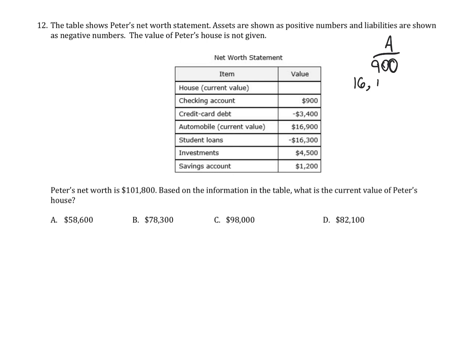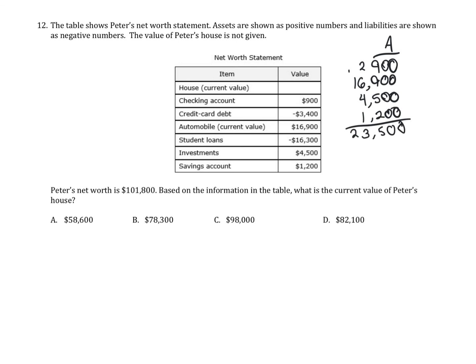plus 16,900 plus 4,500 plus 1,200. So we're adding up. We have 9 plus 9 is 18. 18 plus 5 is 23. 23 plus 2 is 25. Carry the 2. 2 plus 6 is 8. 8 plus 4 is 12. 12 plus 1 is 13. Carry the 1. And 1 plus 1 is 2. So we get $23,500 for our assets.